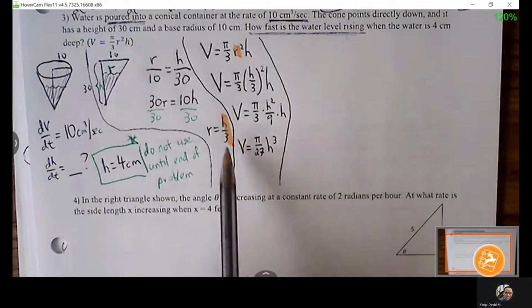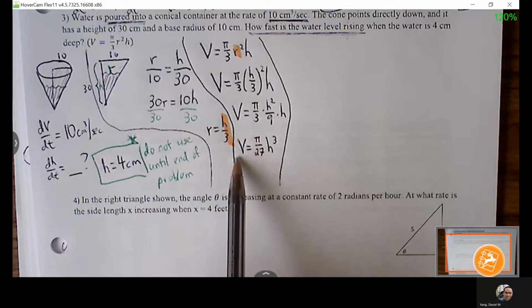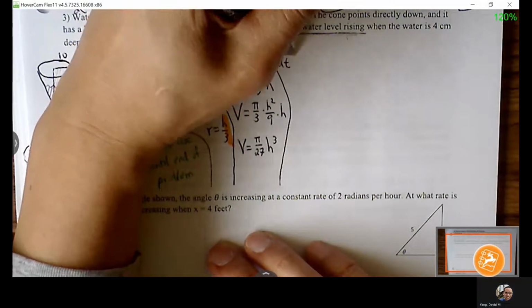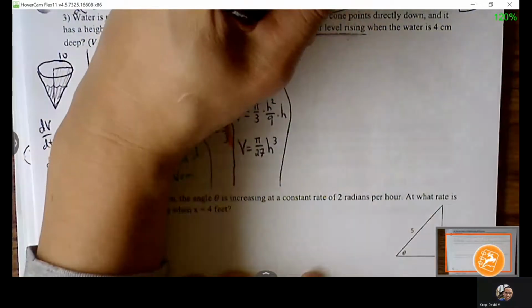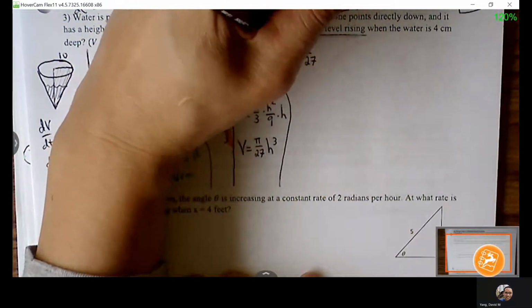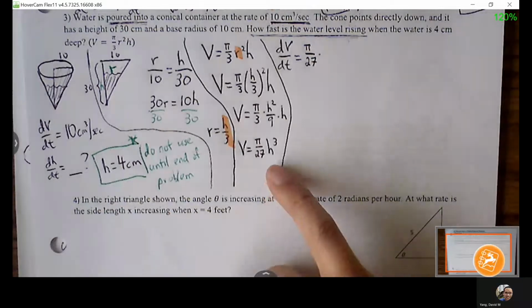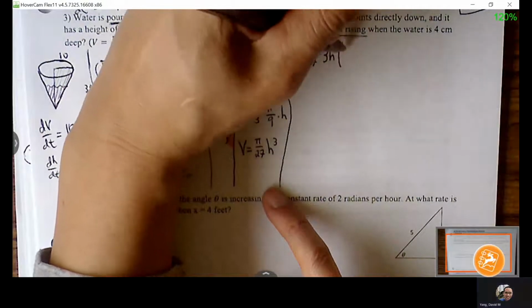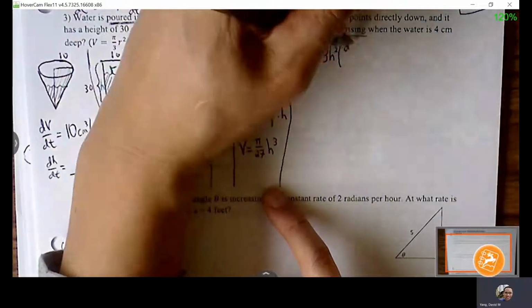So now we're ready for our derivative. V becomes DVDT. Pi over 27 is not going anywhere. It's just going to hang out in front. H cubed becomes what? 3H squared, right? 3H squared, and then d. What else do we need? Yeah, to get DHDT.